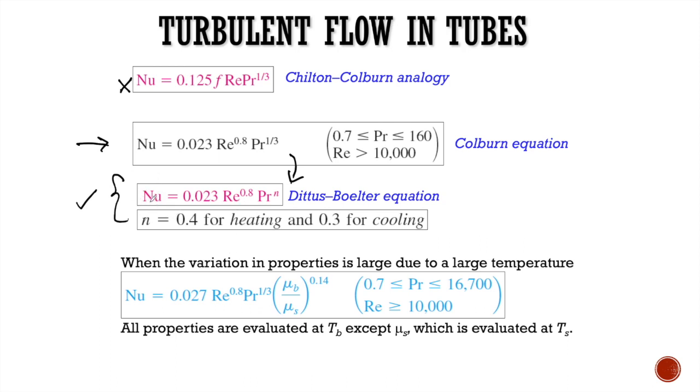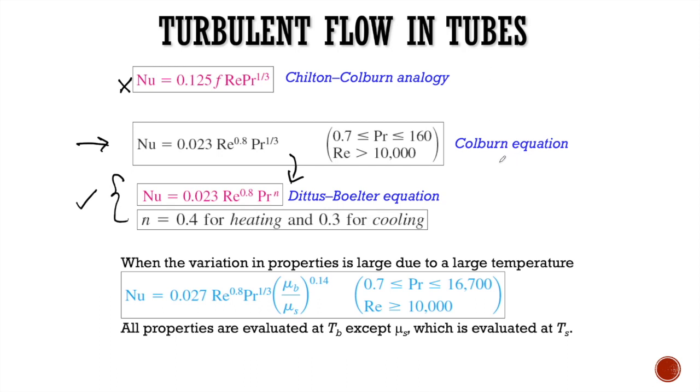So you have to remember that this equation will be used in your calculation to find the Nusselt number for your question. So let's see here. Nusselt number is equal to 0.023 Reynolds number to the power of 0.8, Prandtl number to the power of n. So n here represents 0.4 for heating and 0.3 for cooling.